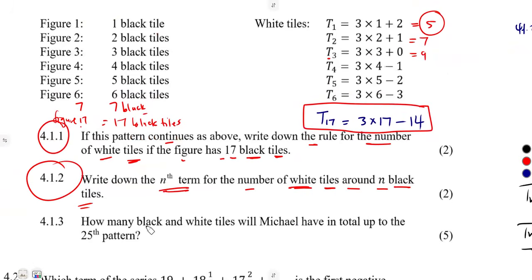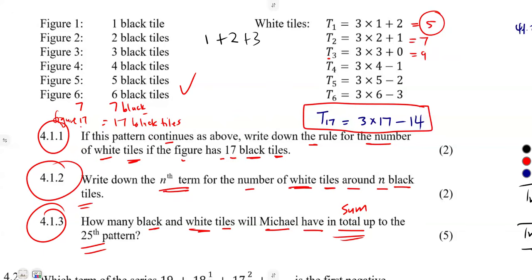Then on 4.13, how many black and white tiles will Michelle have in total up to the 25th pattern? In total, that's the sum. So you have to add for the blacks. For the blacks, guys, we are saying figure 1 has got 1, figure 2 has got 2, figure 3 has got 3. So you're supposed to add. Up to the 25th, you're going to add in that manner to see how many we are going to have for each. If they are 6, if they are 7, up to the 25th, you add those.